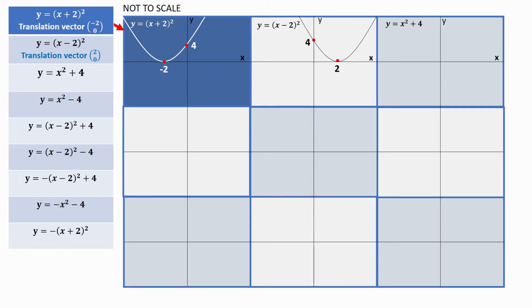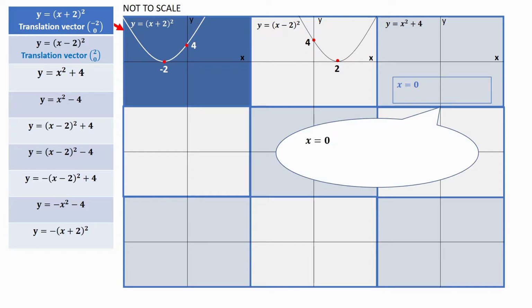The next equation is y equals x squared plus 4. When x equals 0, y equals (negative 2) in brackets all squared plus 4, so y equals 4. Now plotting the point (0, 4). When y equals 0, x squared plus 4 equals 0. So x squared equals negative 4.